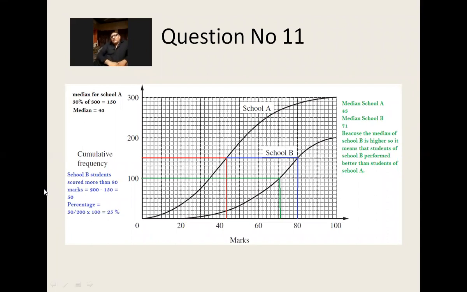Okay, so first of all, let me show you that 150. For this B part I'm talking about, you have to represent that number in percentage. So 50 divided by 200 multiplied by 100, that's 25%. So here the median of the school A is 43, and the median for the school B is 71.